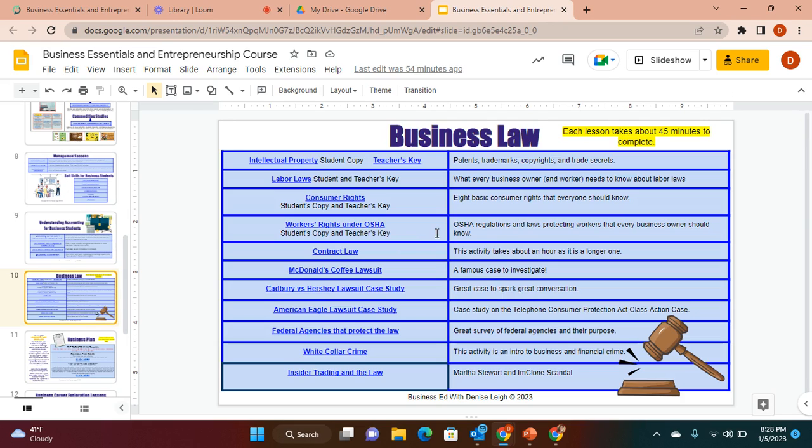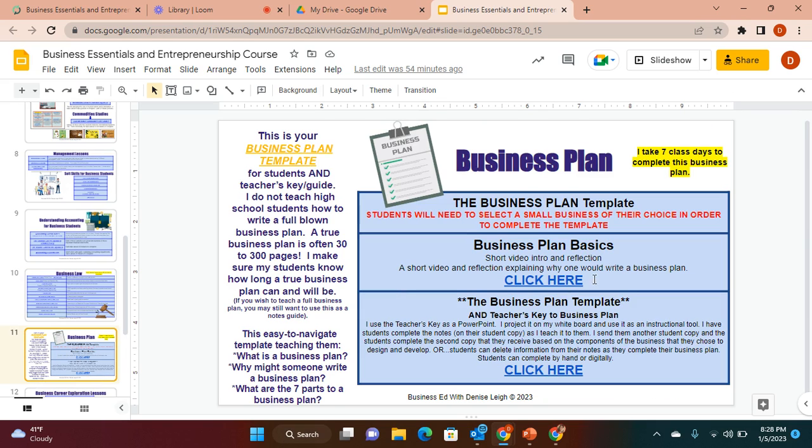I also included a very robust collection of business law lessons. Each of these takes about 45 minutes to complete, and comes with the teacher's keys. This is intellectual property, then labor laws, consumer laws, laws under OSHA, contract law, coffee case. There are also these engaging law cases that are awesome: American Eagle, Hershey's. This is a white collar crime and insider trading.